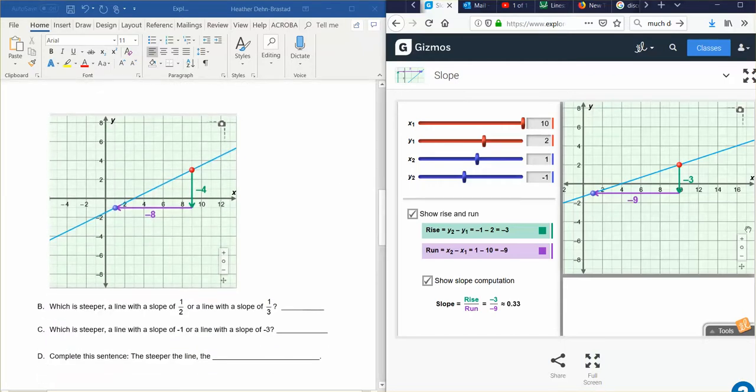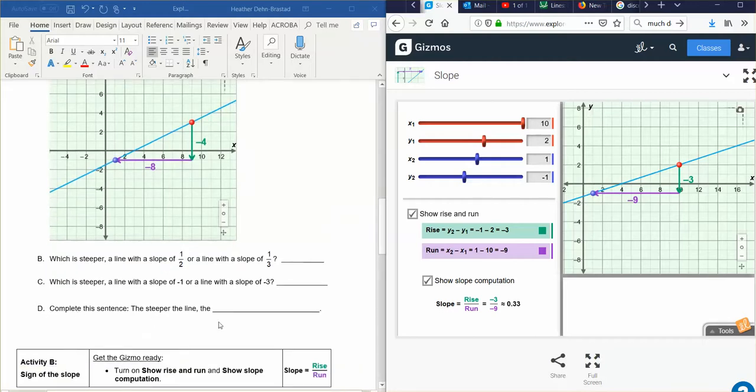Which one looks steeper? The slope of 1/2 looks steeper. It would be harder to climb that, although it's a lot easier than climbing a slope of 2 or 3, but it's still steeper than the slope of 1/3.